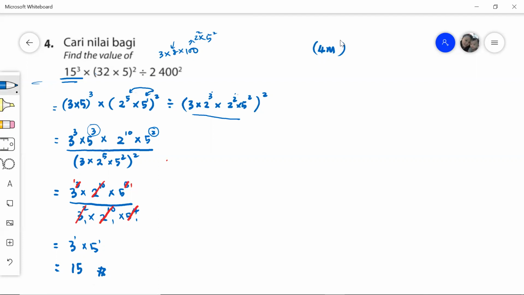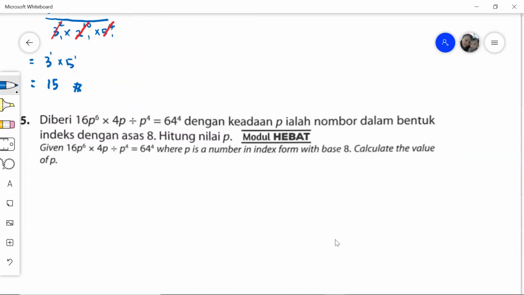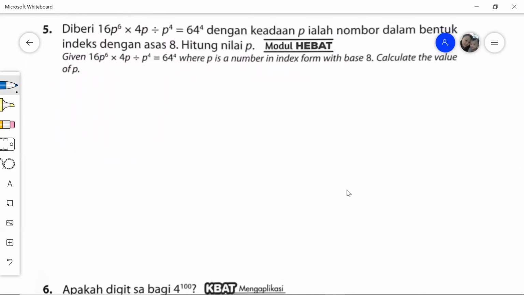So the method that we use to answer really depends on the allocation of marks. If the question is worth only 1 mark, you just use the calculator and get the answer. But if the marks allocated are probably 2, 3, or 4, then you need to show detailed working by applying the laws of indices.